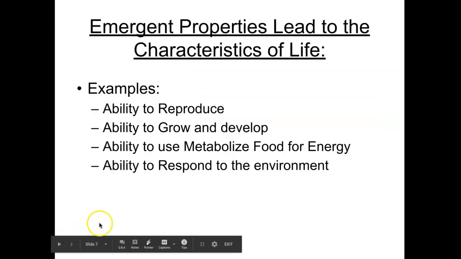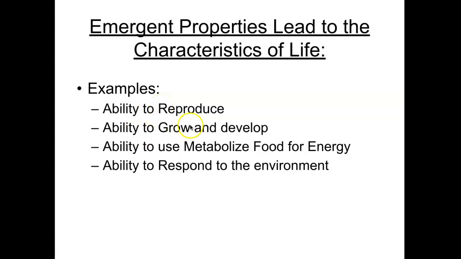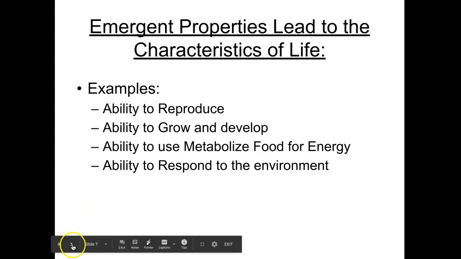Emergent properties lead to the characteristics of life. So it leads to things such as being able to reproduce to make more cells. It leads to the ability of organisms to grow and develop, so become more different over time. It allows organisms to metabolize food and then use that food for energy and respond to the environment, because all of these different things work together, and previous levels cannot do what the next level could do. So it just continues to become more complex as you move up the levels.